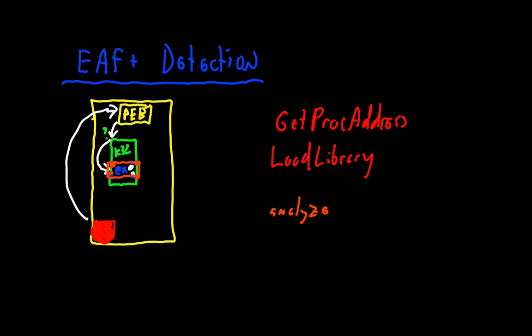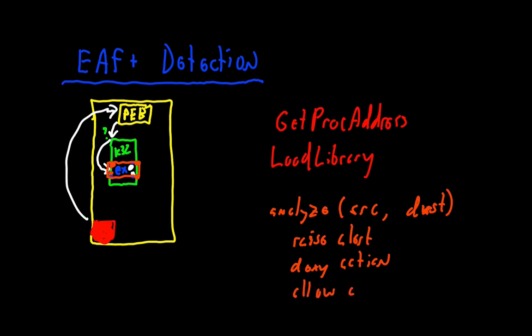And this is a chance to look at both the source of the read and the destination, and to use that information to determine what to do next. And that can be raise an alert. It can be deny the action or allow the action. At this point, what happens and which of these three options take place is dependent on the configuration of the system, the product, and what is doing it.